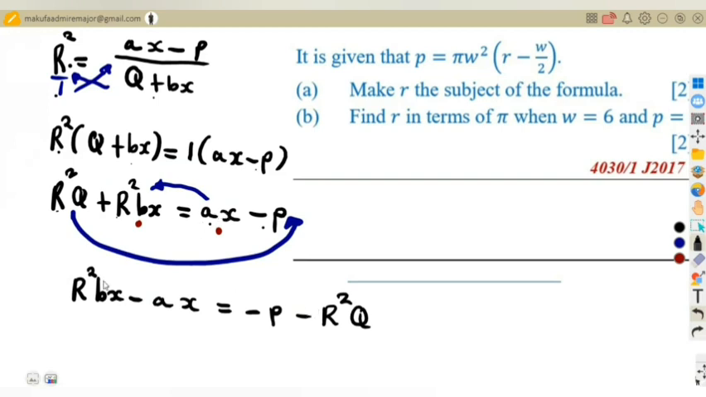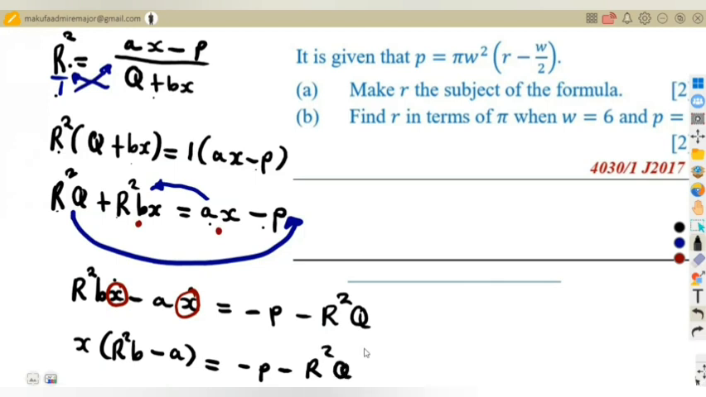We have the terms of x on one side of the equation. What is the purpose? It is for us to factor out this common term, which is x. So the moment I factor out x, which is our common term, I'm going to be left with r squared b. I factor out x here, I'm going to be left with minus a, which is equal to minus p minus r squared q.